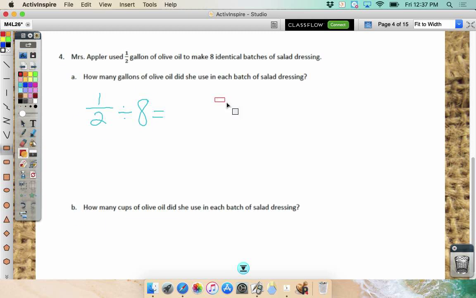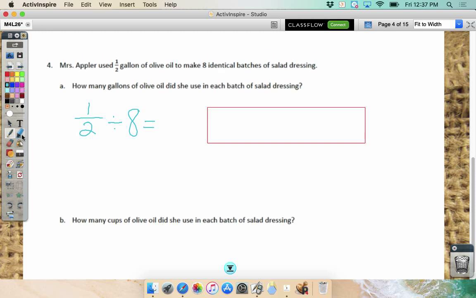And then what would that look like? 1 whole and a half. Right, so we have to show half.